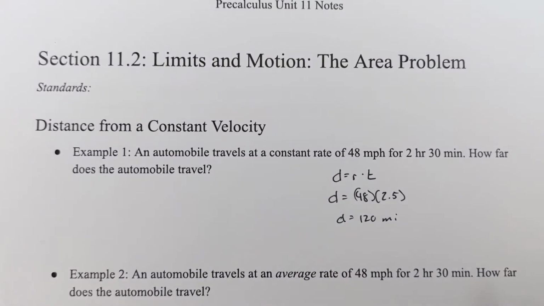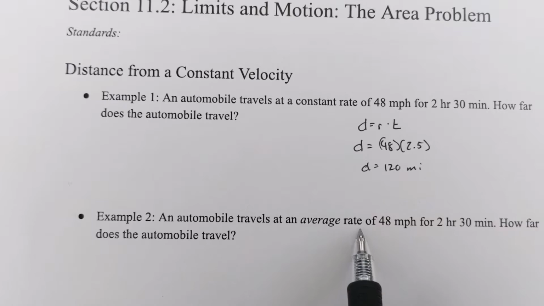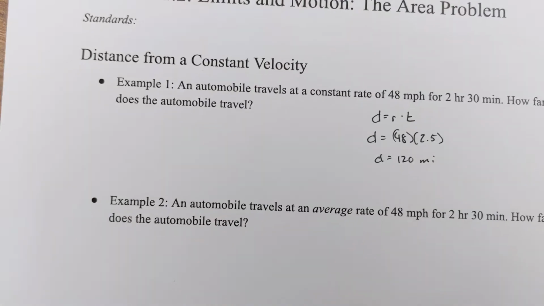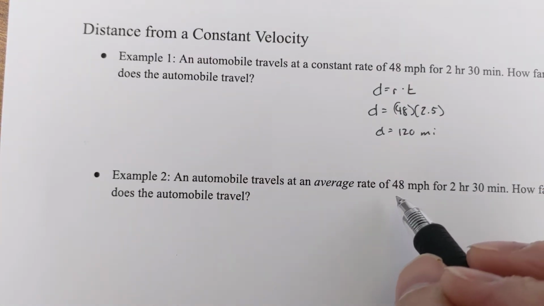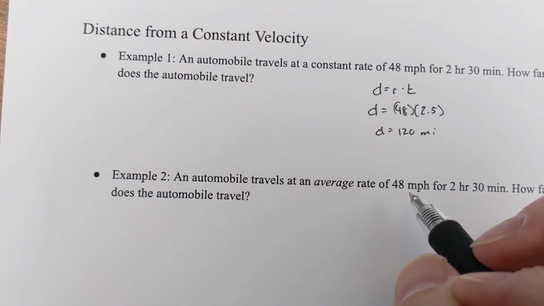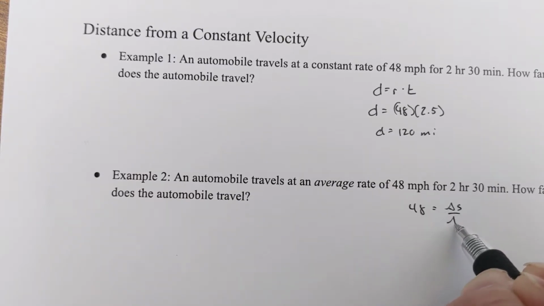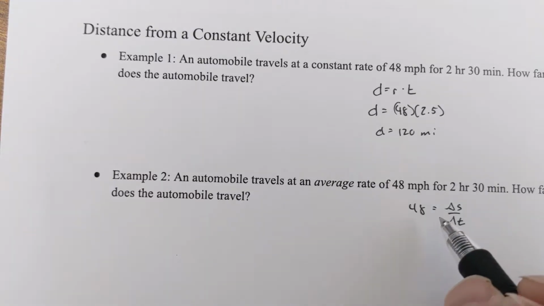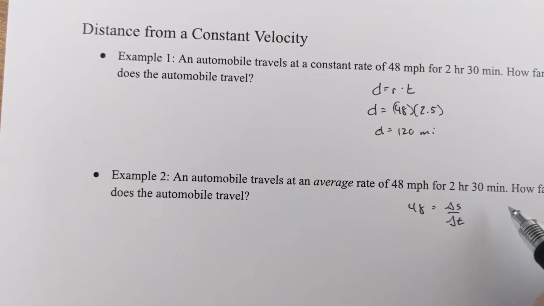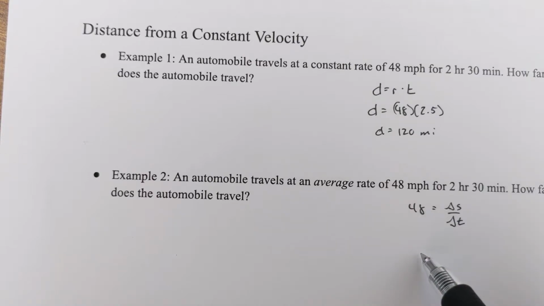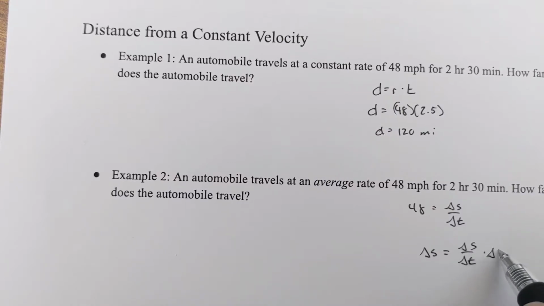So, all right, an automobile travels at an average rate. How far does it go? Well, this is actually going to work out to be exactly the same thing. So the average rate of change is, let's see how to phrase this best. This 48 miles per hour is delta S over delta T. So if I multiply both sides by delta T, delta S is equal to delta S over delta T times delta T.